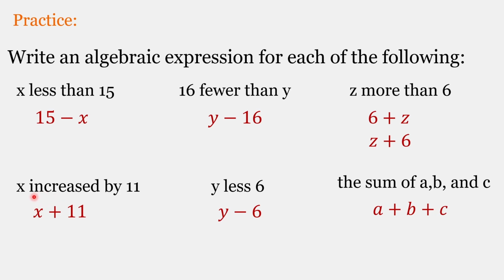For the fourth one, we have X increased by 11. So we start with X, and then we increase it by 11. That gives us X plus 11. For the fifth problem, we have Y less 6. When we have something like Y less 6, read it as Y minus 6, and that's exactly how we'll write it, Y minus 6.